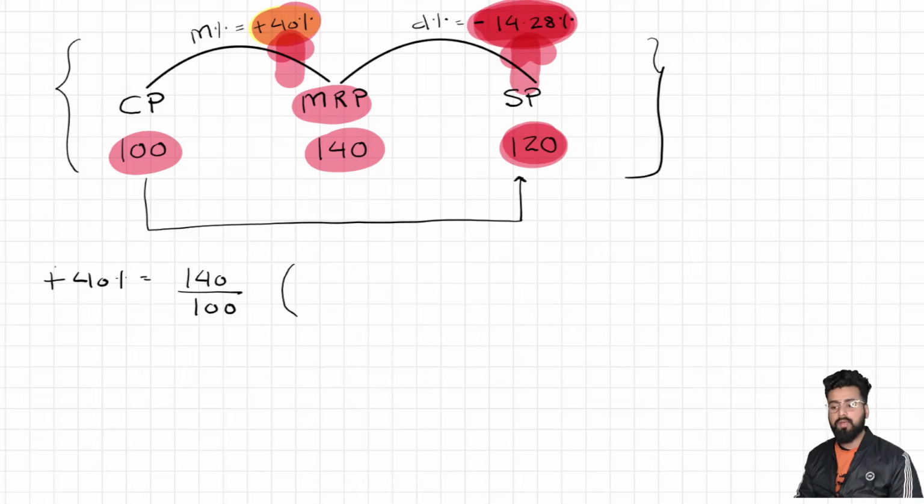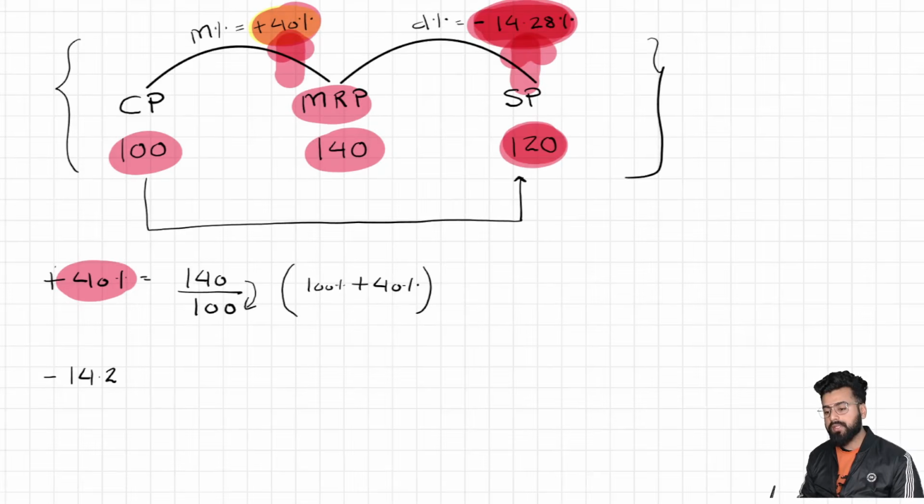How did I calculate this 140 by 100? Remember, whenever we use percentage value, if I have to increase something by 40%, what I'm going to do? I'll simply add this 40% to base value 100. And then you will get 140%. 140% is same as writing 140 upon 100. Look at the second change. The second change is a discount of 14.28%. Since it's a decimal percentage value, the first step is that I have to write down the fraction.